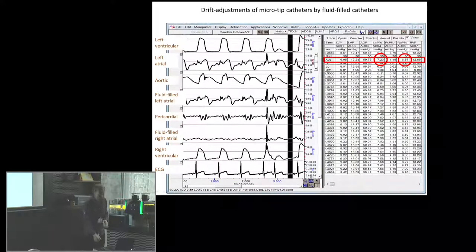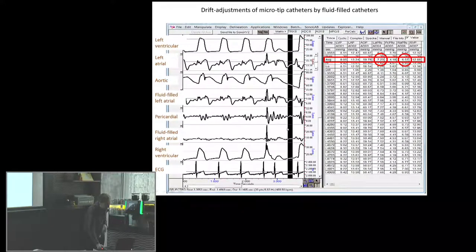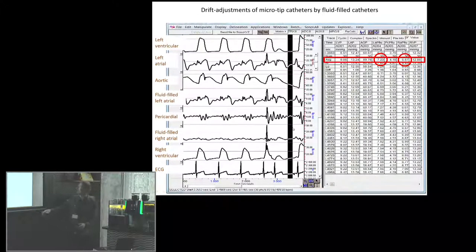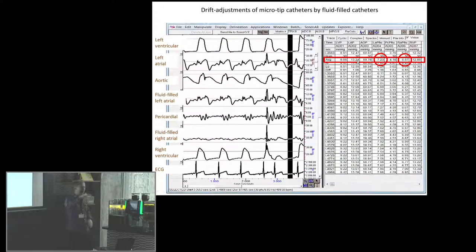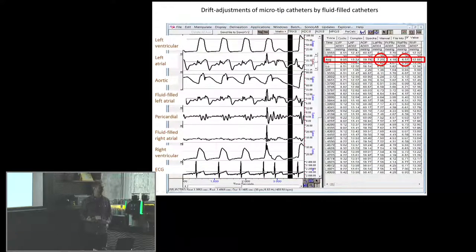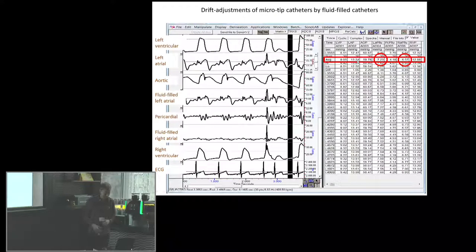We take then the average of this phase, marked in this black region. And the average here of the fluid-filled catheter is 7.3, and for the microtip it is 13. So we can then just drift correct the microtip catheters. So I think this is kind of a gold standard way of actually doing this.